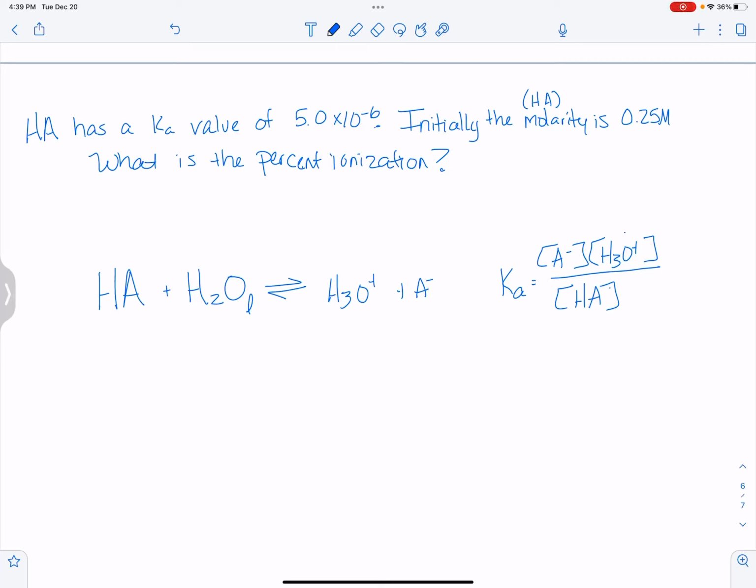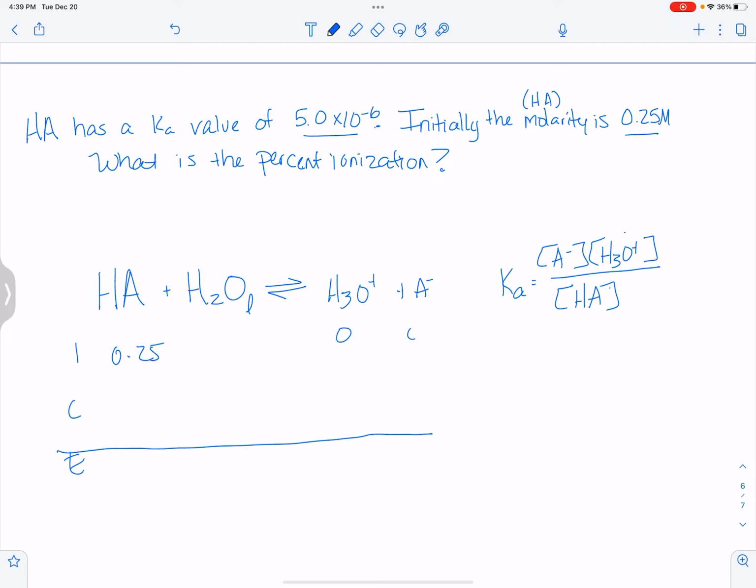So in this problem, given a Ka, we have an initial molarity, and notice that this one now gives percent ionization. That's that same word we used before to figure out the x value. So we're just going to use it right here. I think it's even easier than figuring out the pH, to figure out the percent ionization. So all of this should look familiar.